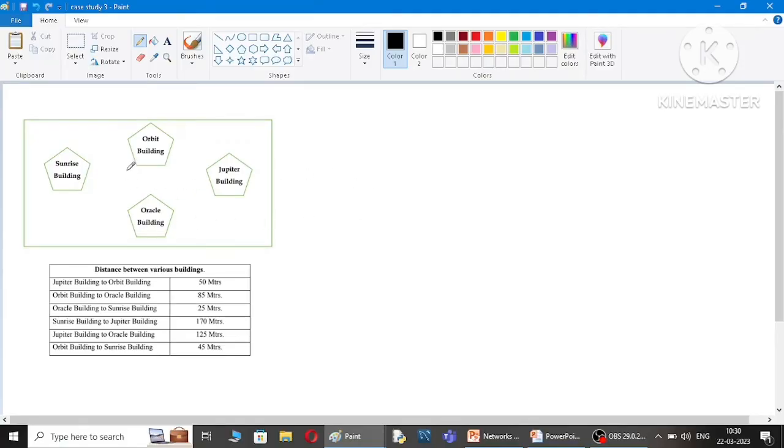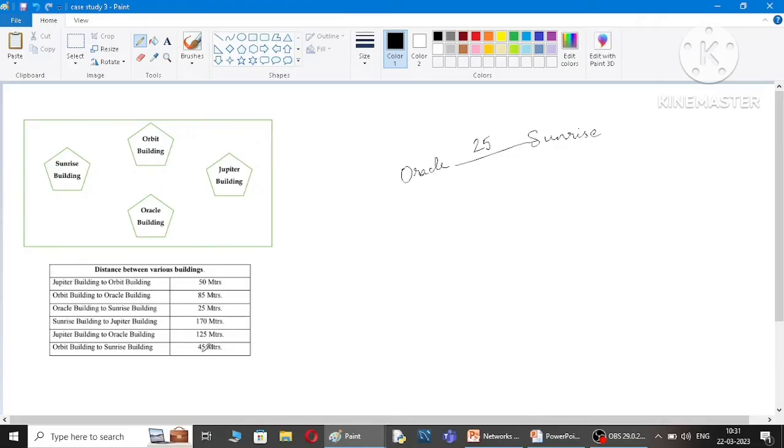Now, look at this example. There are 4 buildings in this campus: Orbit, Jupiter, Oracle and Sunrise, and the distance between the buildings are given. Now choose the lowest possible distance here, 25 meters. It is between Oracle building and Sunrise building. So you can write Oracle and Sunrise, right? And the distance between these two is 25 meters. Okay, let's keep this under consideration.